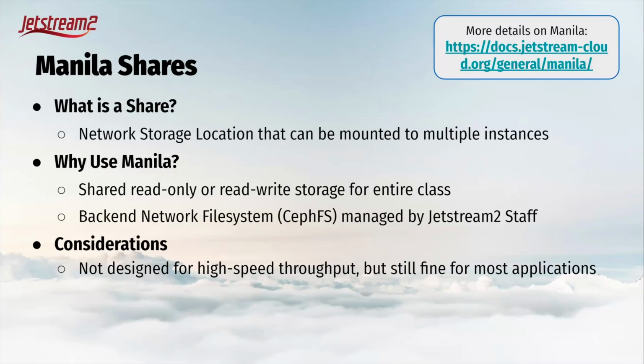I'm going to skip through this very quickly because I want to get to the demo. But I just want to highlight some of this so you are aware of it if you decide to use Jetstream2. We have something called Manila Shares, which is a network file system service. So you can create a network file system. This is useful because if you have a multi-user or multi-instance environment, you can attach this Manila Share to multiple instances at once.